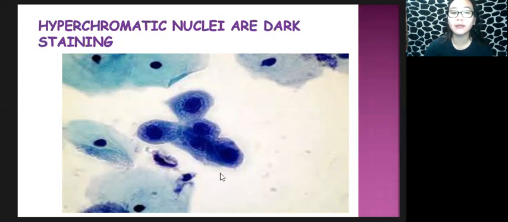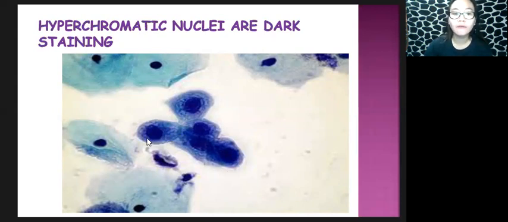Another, we have here a hyperchromatic staining. For example, this one. As you can see, the cytoplasm does not stain homogeneously. There seem to be vesicles in your cytoplasm. Some areas are dark, some areas are lighter than usual.